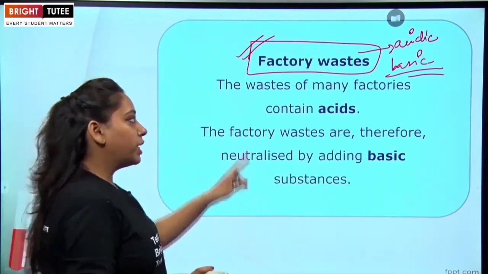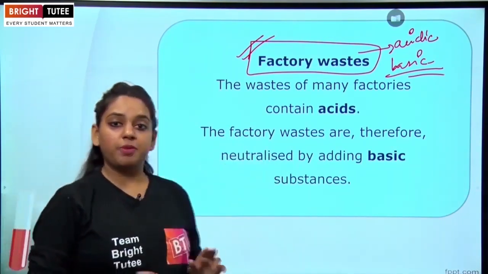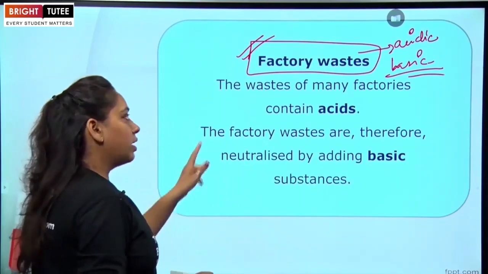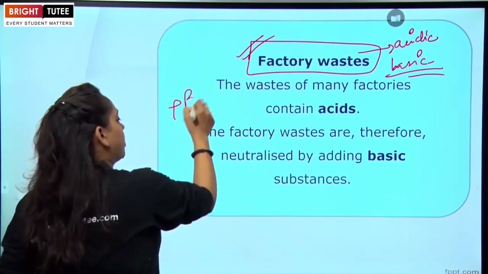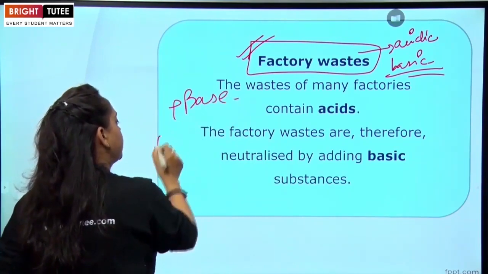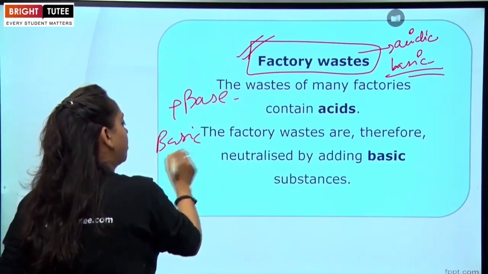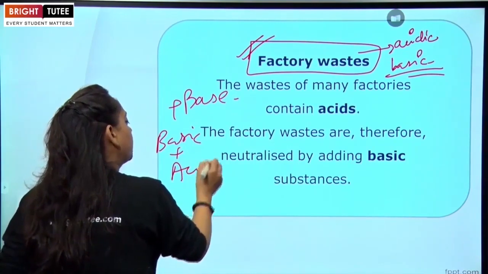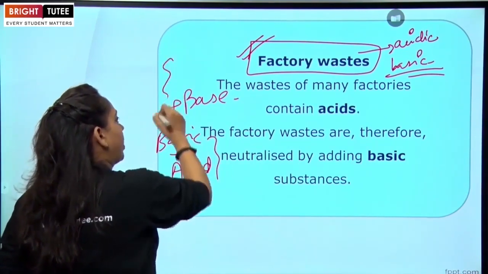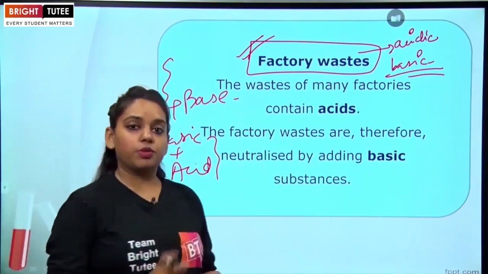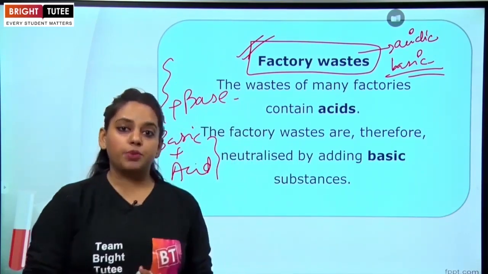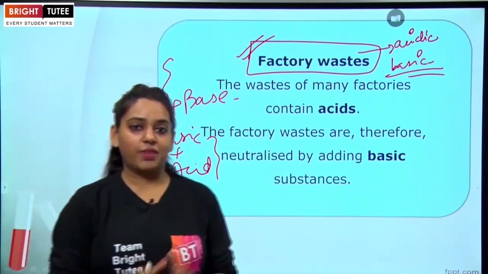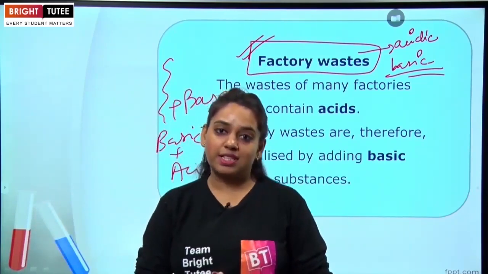So we treat factory waste before releasing them into water bodies, and if the factory wastes are acidic in nature, we add more of the base, or if they are basic in nature, we will have to add the acid in order to neutralize the effect, and when the factory waste will become neutral, we can release them into the water bodies. So this was all about the neutralization in everyday life, and I hope that you would have understood the concept really well.